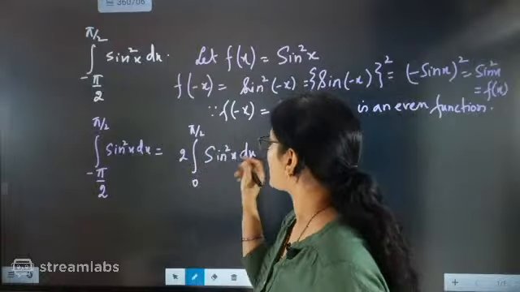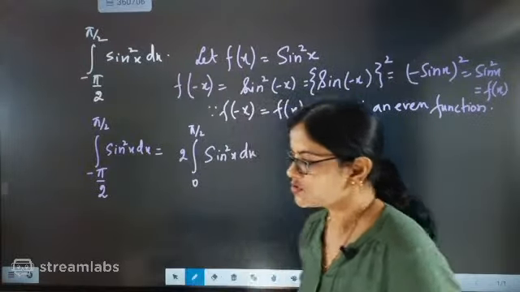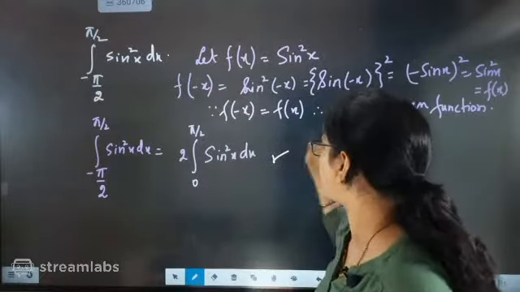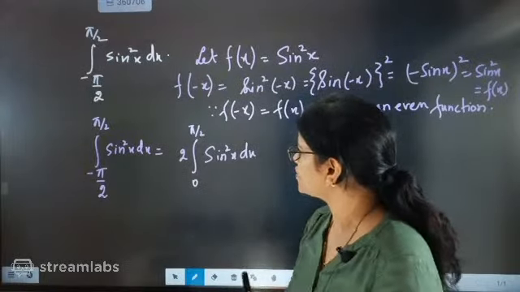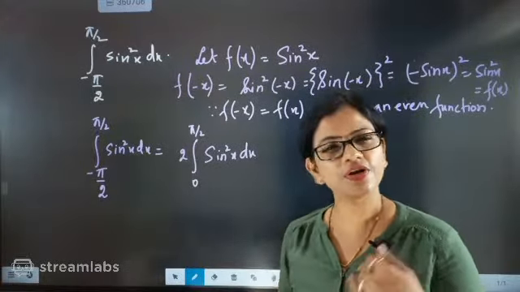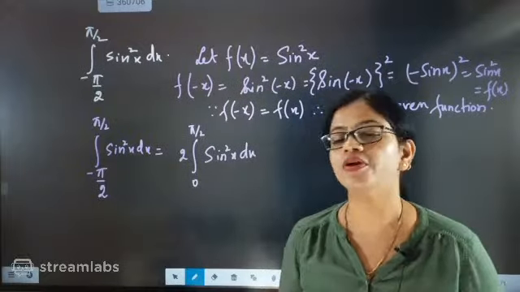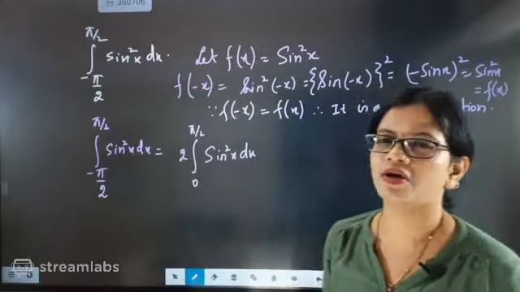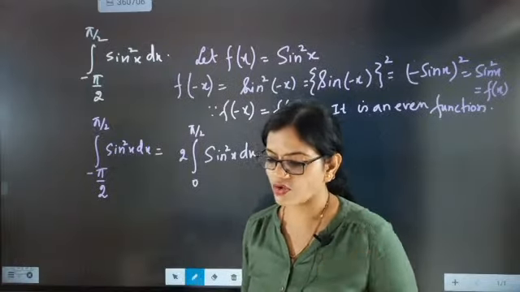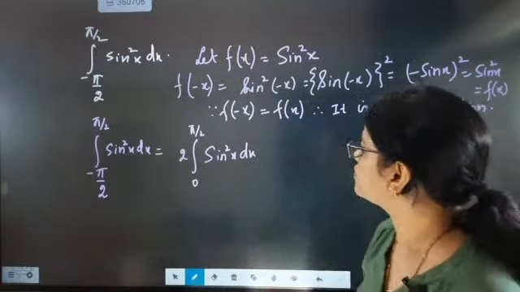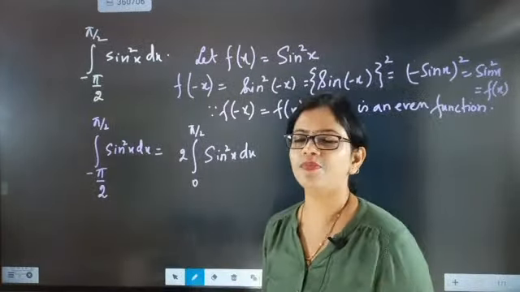So 0 to pi by 2 sine square x dx. So it is exactly going to come as 0 to pi by 2 sine square x dx. This part you have got. Now once you have got this part, what do we have to do? Convert it into cos 2x. The moment you convert it into cos 2x, one big problem will come. Again 90 degrees is going to create a problem. So since 90 degrees is going to create a problem, we will try to solve it in the simplest way.